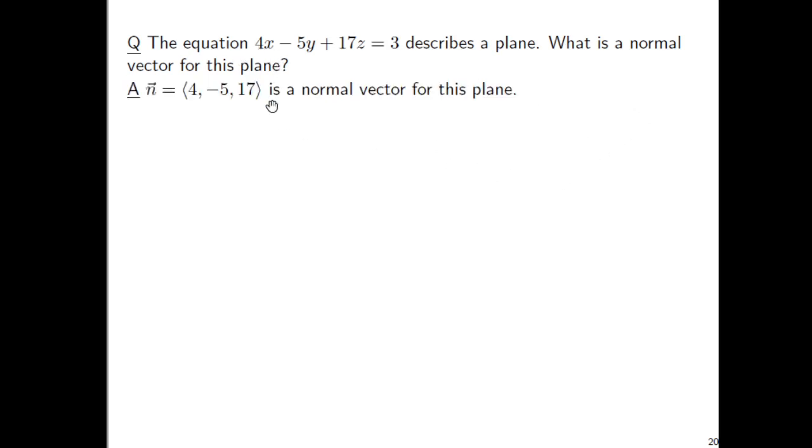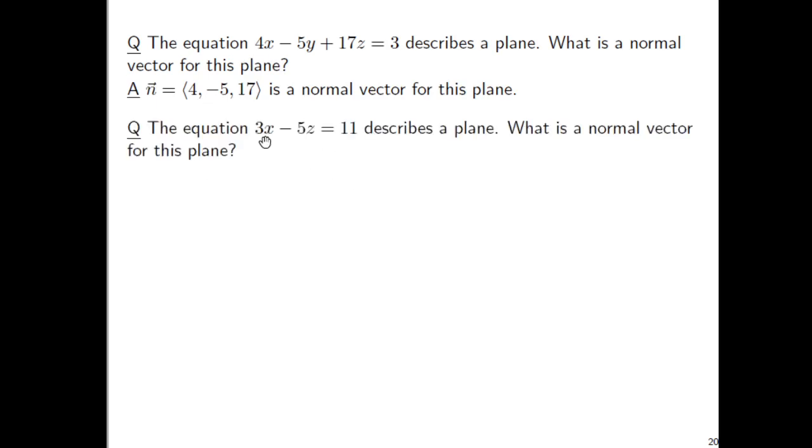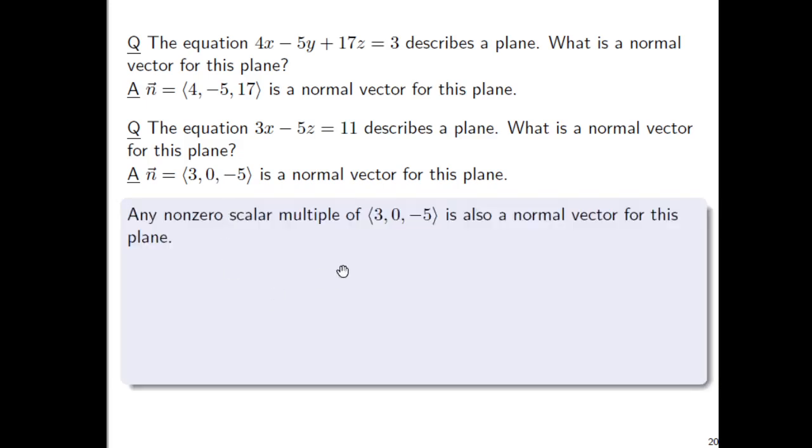Well, just read off the coefficients of x, y, z. So <4, -5, 17> is a normal vector for this plane. How about 3x minus 5z equals 11? What's a normal vector? <3, 0, -5>, right? The coefficient of y is 0 this time. By the way, for a normal vector, there isn't just one, so I don't want to say the normal vector. Any non-zero scalar multiple of <3, 0, -5> would also be a normal vector for this plane.